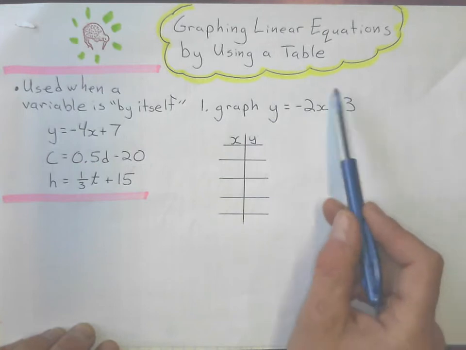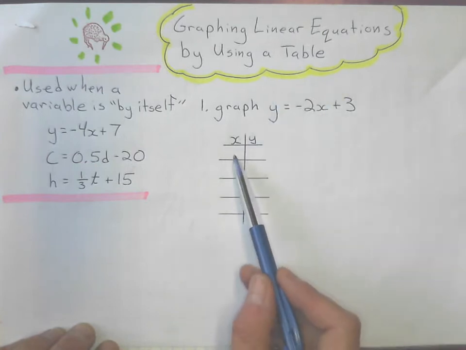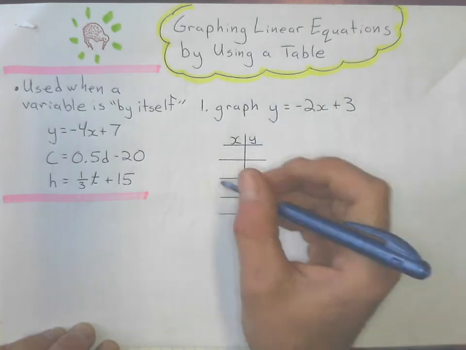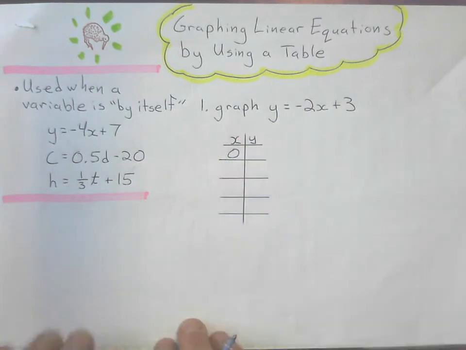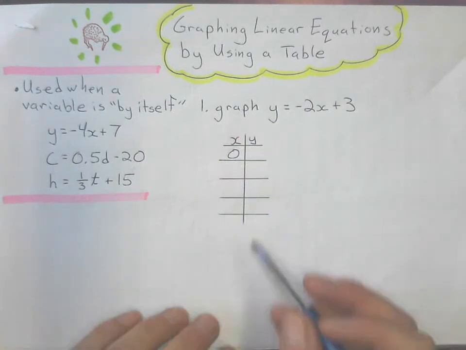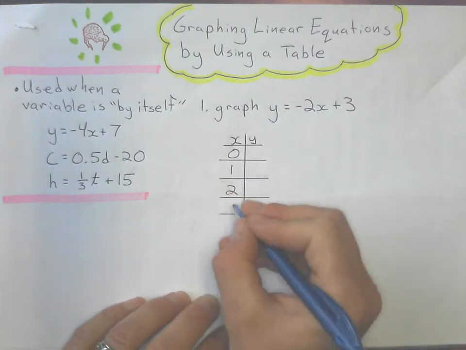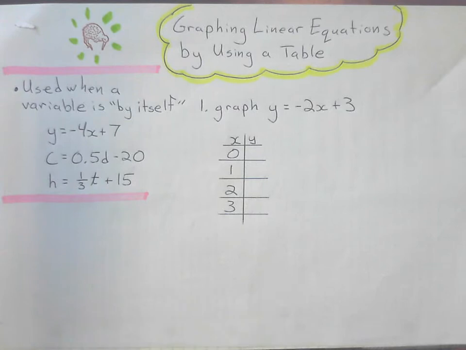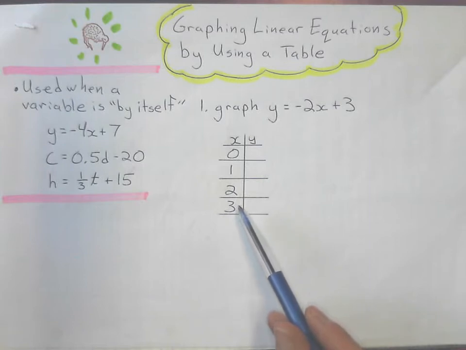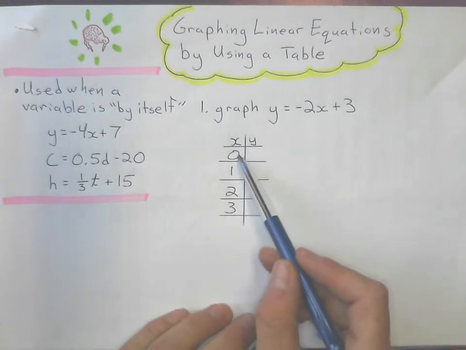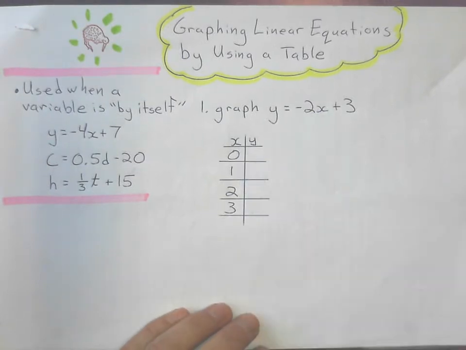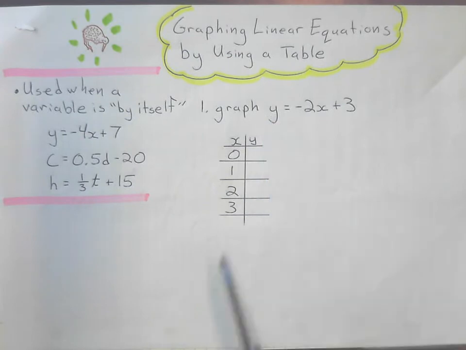It's a pretty simple equation, and one of the values of x I'm always going to want to use is 0. So we put 0 in there. I'll pick a couple other ones: 1, 2, and 3. You want to pick at least 3 points to make sure those 3 points are linear, in a line. And what we do with each one is substitute it into the equation to find the value of y.